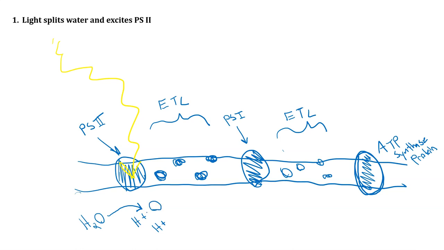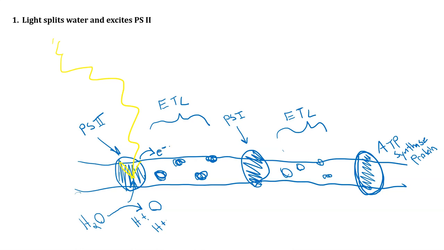Now, in the process, the electrons get put into this photosystem. So this photosystem, what it does, again, it's a place where there's pigments that concentrate energy and then eventually eject out an electron.